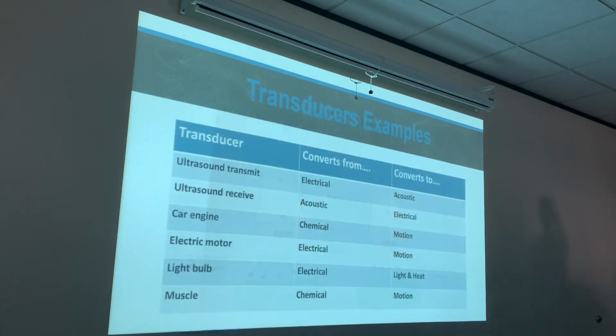Okay. Boom. These are examples right here of different kinds of transducers, just so we don't think that it's only our ultrasound transducer. During ultrasound transmit, electrical energy is converted to sound waves, acoustic energy. During reception, acoustic energy is converted back to electrical energy. Like I said, our car engine converts chemical energy to motion or kinetic energy. Our electric motors convert electricity from the wall to motion.